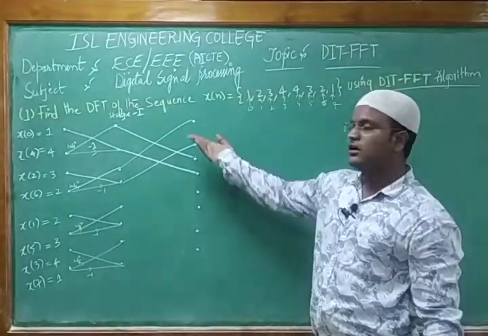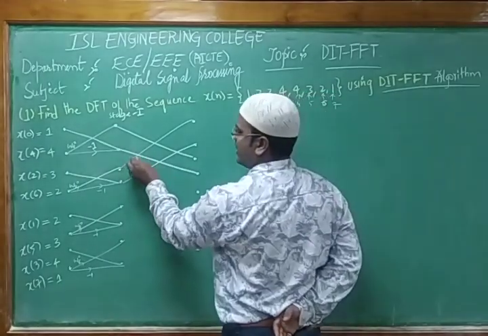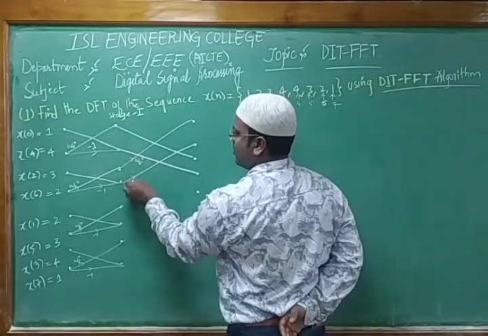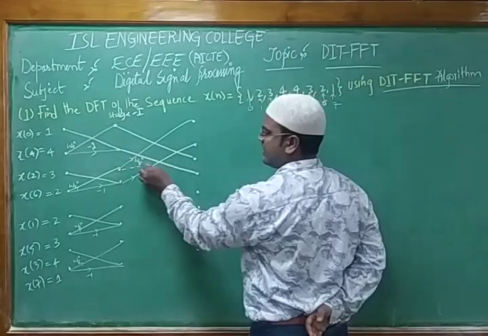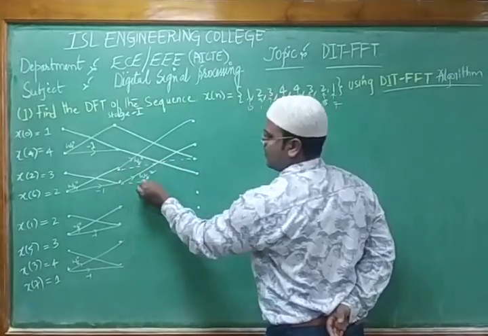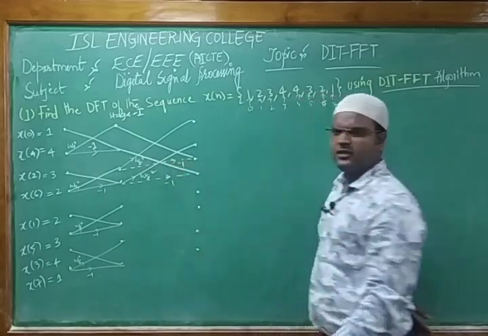So when we are giving the feedback, what will we write? What is the value over here? It's omega 8 power 0. This is omega 8 power 2. And again we are having the feedback. The feedback needs to be -1 and this also needs to be -1.